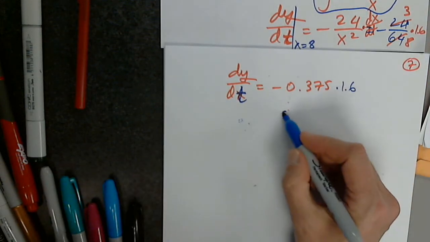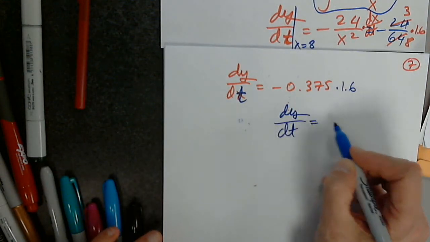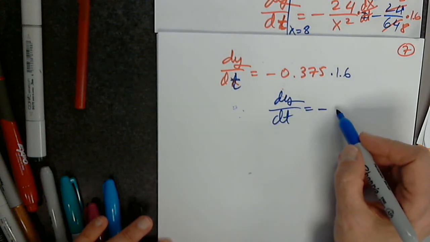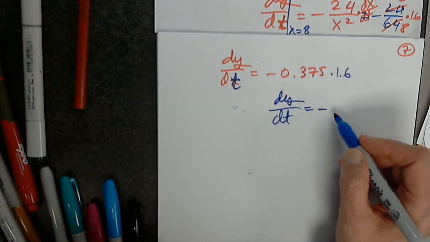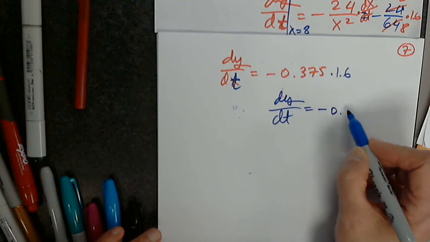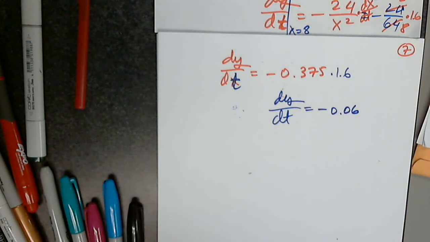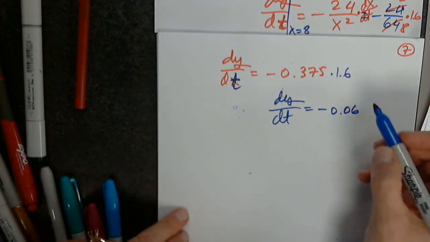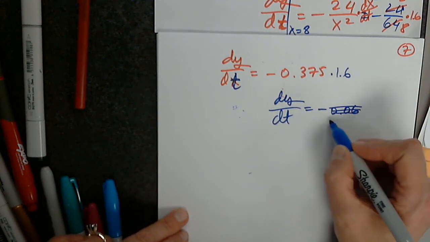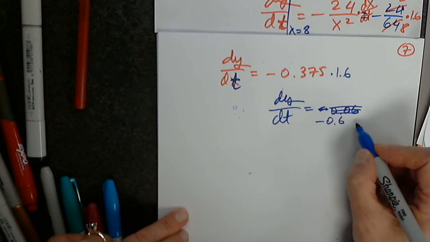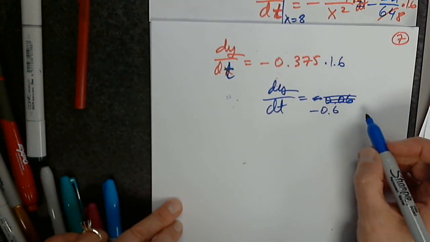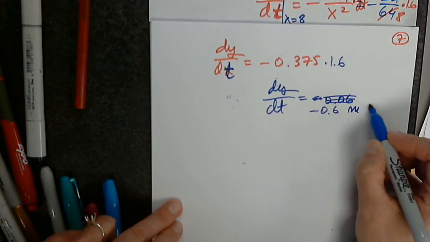So what did we get for dy over dt? 0.6. How much? 0.06? Oh no, I'm sorry, not 0.06. 0.6. Okay, so 0.6. Yeah, sorry. Very good. Negative 0.6 measurement unit. Meters per second. Yes.